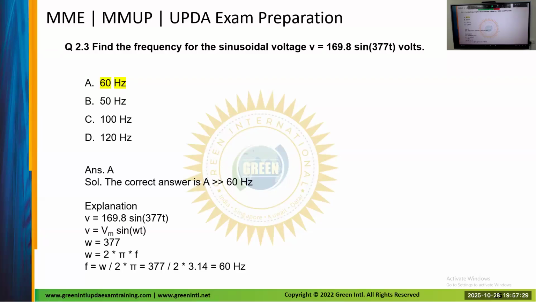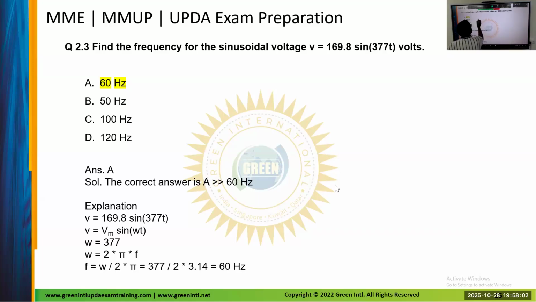Find the frequency for the given sinusoidal voltage. So they ask about the frequency. Frequency means two frequencies come to our mind. One is natural frequency, another one is angular frequency. Natural frequency is denoted by the letter f, unit is hertz or cycles per second. Angular frequency is omega, radians per second. The given options are in terms of hertz. That means we need to understand they ask about the natural frequency.